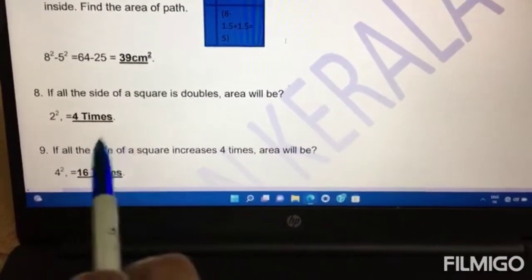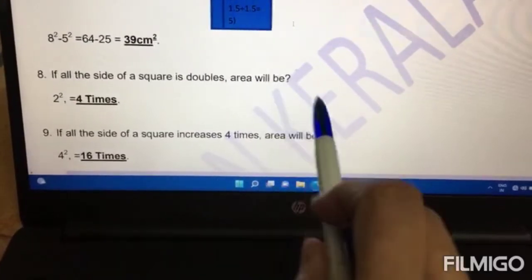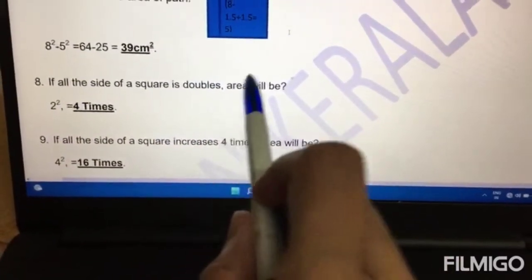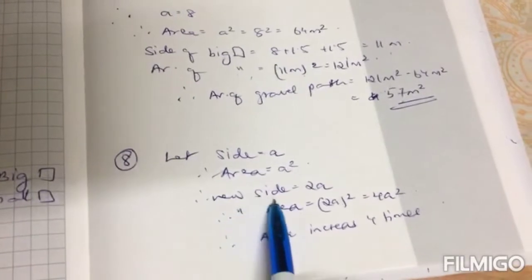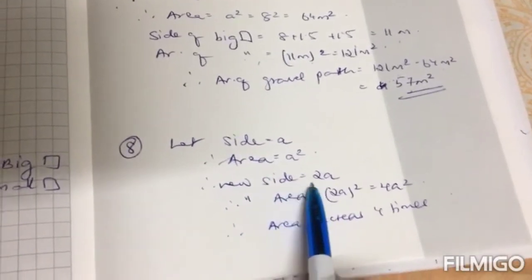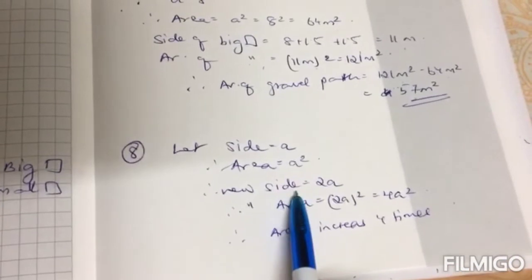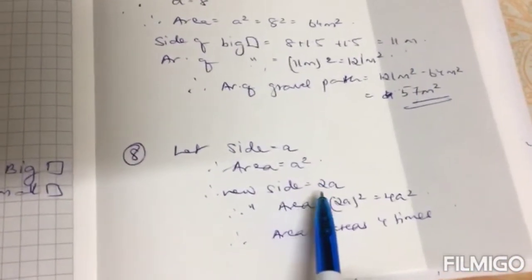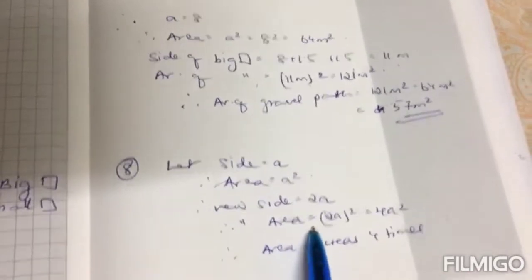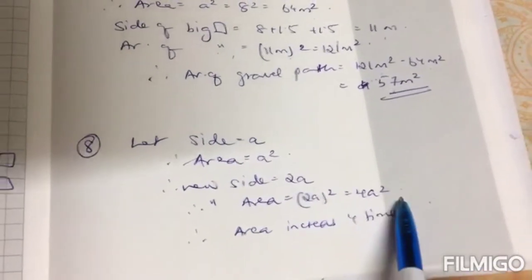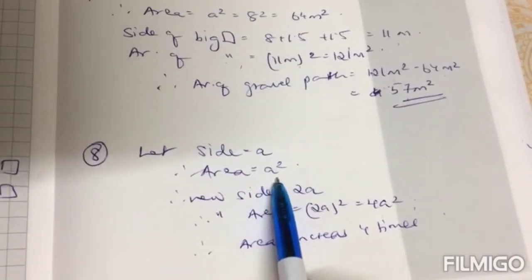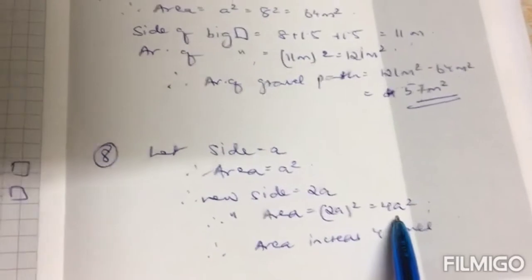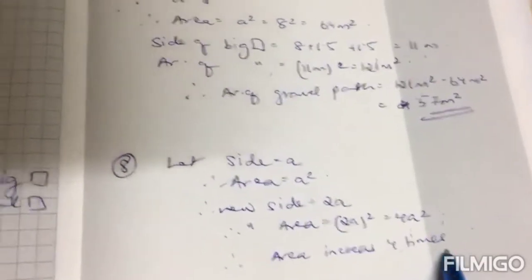Number 8. If all the sides of a square doubles, what will area be? That is, if the side of the square doubles, what will the area be? So let side be equal to A. Therefore, area is A square. They are saying the new side is double the previous side. That is, the new side is nothing but the double of the previous side, which is 2A. Therefore, the new area would be 2A whole square, which is 4A square. So new area is 4 times the old area, right? It was A square. It has now become 4A square. So it is 4 times.